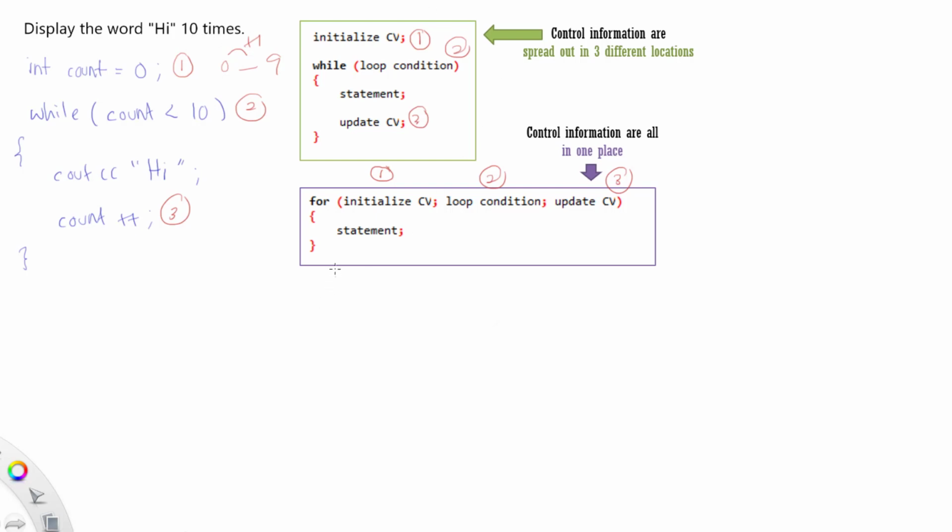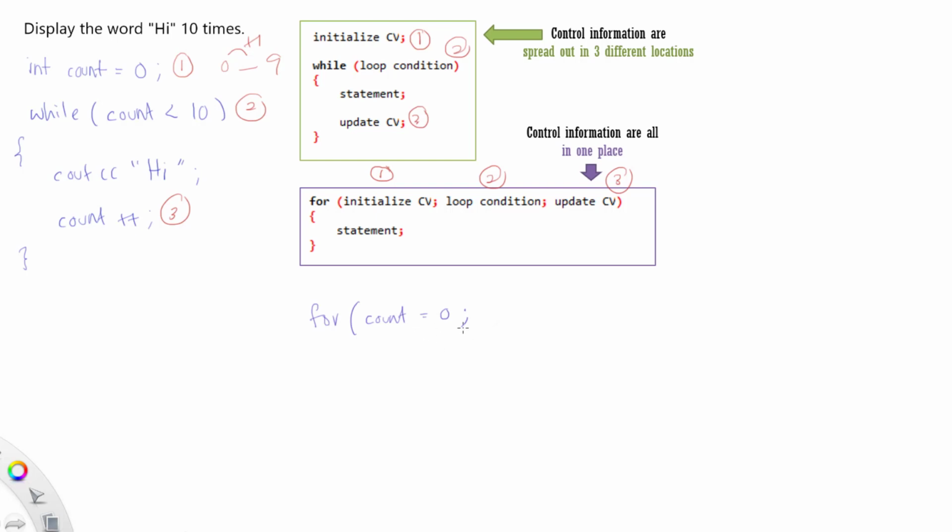Okay, so first of all, how do we do that? Well, of course, we need our initialize first. Our control variable here is named count. Whenever you want to write a for loop, you write the word for. Then the first part you need to initialize. Our initialize is count equals to 0, and it is separated by a semicolon.